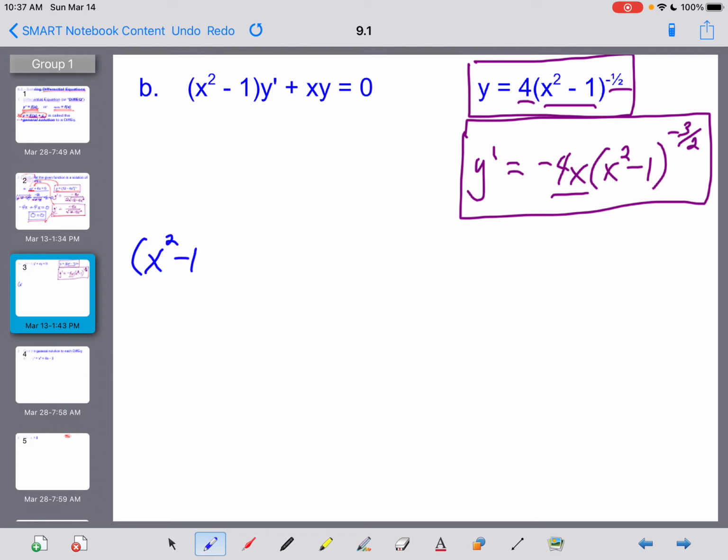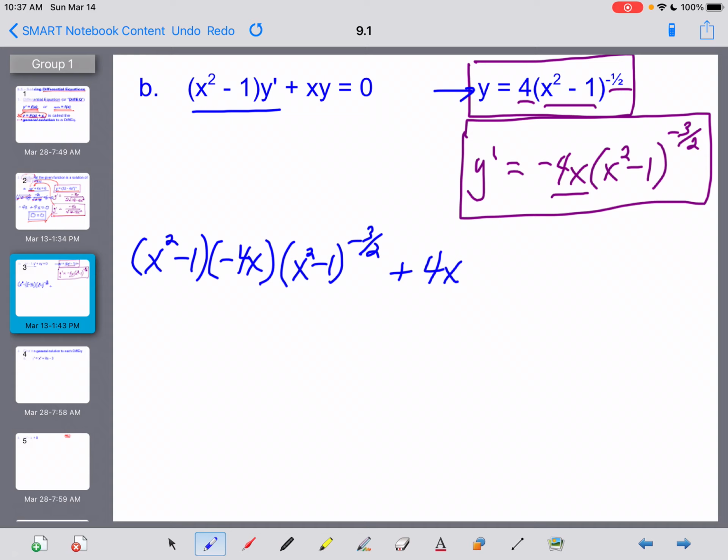X squared minus 1, multiplied by y prime, which is going to be a negative 4x. I'll keep the negative 4x in its own set of parentheses, multiplied by x squared minus 1 to the negative 3/2 power. So that is the first term here, plus x times y. So the x multiplied by this y right here is going to get us a 4x times x squared minus 1 to the negative 1/2 power.